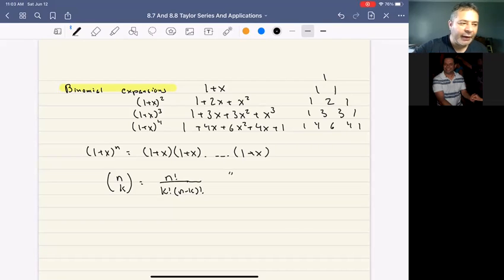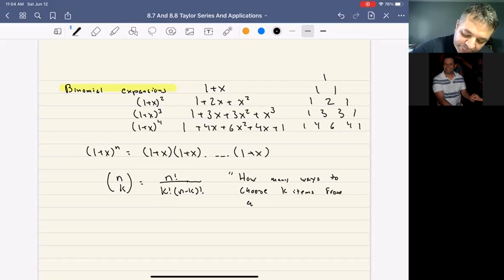And it's how many ways to choose k items from a set of n items. Okay, so this has some links with probability. So what you're sort of thinking about is, let me move this here.